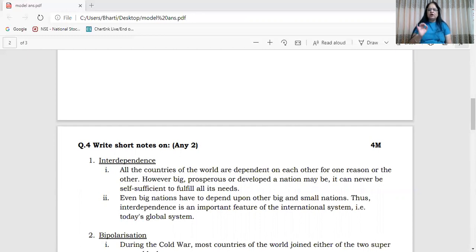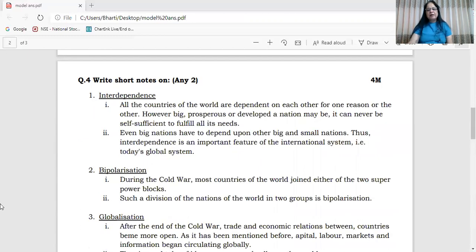Point number 1. All the countries of the world are dependent on each other for one reason or the other. Next. However big, prosperous or developed the nation may be, it can never be self-sufficient to fulfill all its needs. Even big nations have to depend upon other big and small nations. Thus, interdependence is an important feature of international system, that is today's global system. You will score full marks.